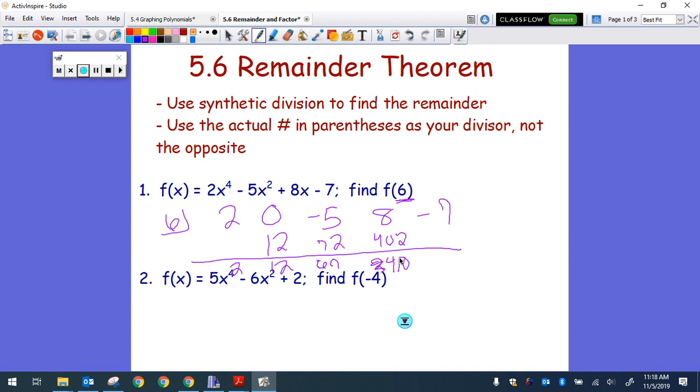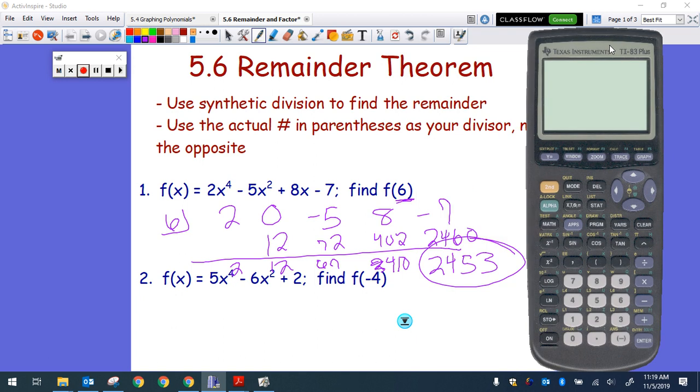Multiply those, and you get 410 times 6. You get 2,460. Add those, and you get 2,453. So what this means is if you plug 6 into that equation, you would get 2,453.